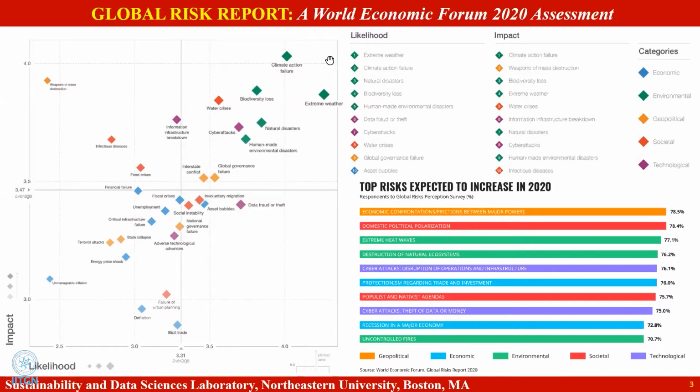And if we go to this area, what do we see here? We see things like extreme weather, which, by the way, are often intensified by climate change and climate variability, along with other things such as urbanization, land use change, etc. And we see climate action failure, failure to take climate action. We also see entities that are very much related to climate issues. In addition to extreme weather, we see things like biodiversity loss, natural disasters, water crisis, human-made environmental disasters. So if you look at this part of the spectrum, maybe other than cyber attacks, almost everything is either directly or indirectly related to climate variability or change.